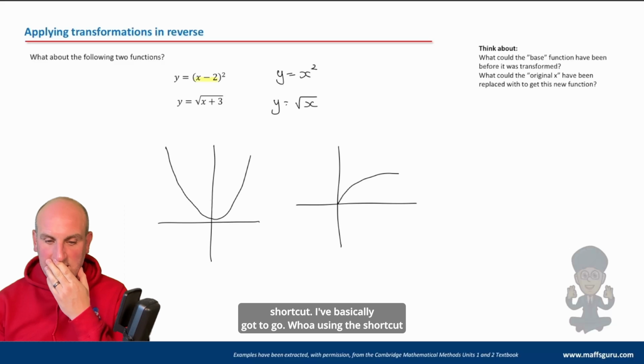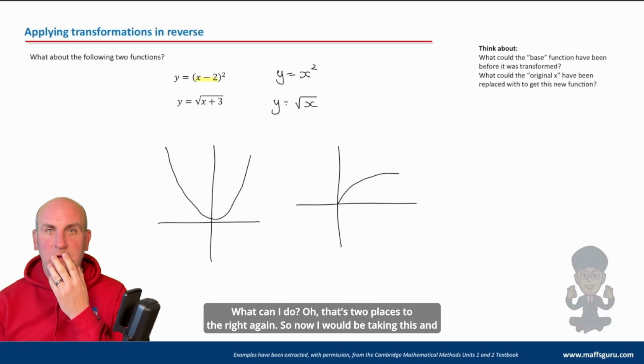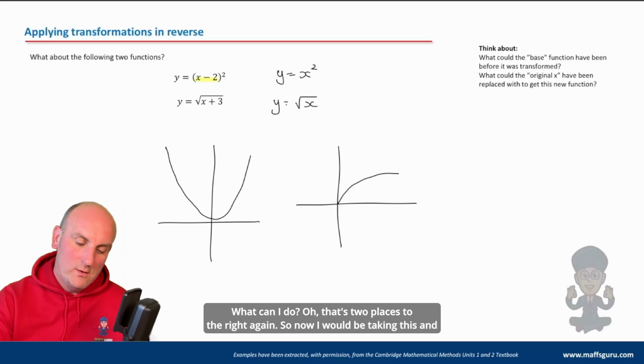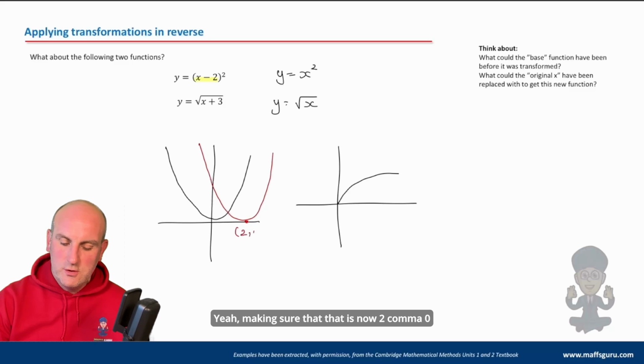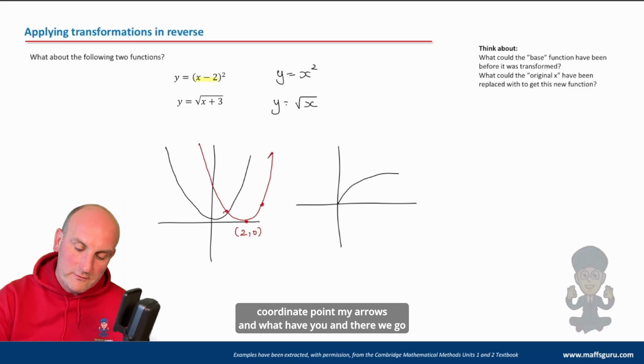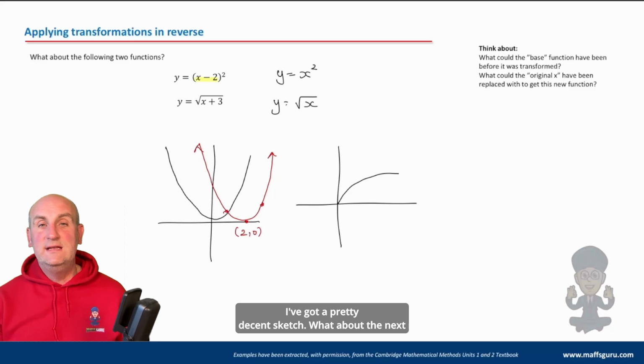I've basically got to go, using the shortcut, what can I do? That's 2 places to the right again. So now I would be taking this and shifting it 2 places to the right, making sure that that is now 2, 0, putting that coordinate point in on that coordinate point, my arrows and what have you. And there we go. I've got a pretty decent sketch.